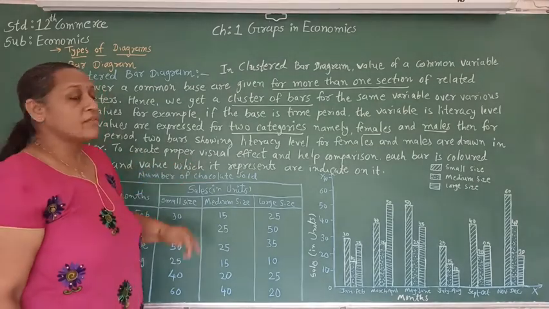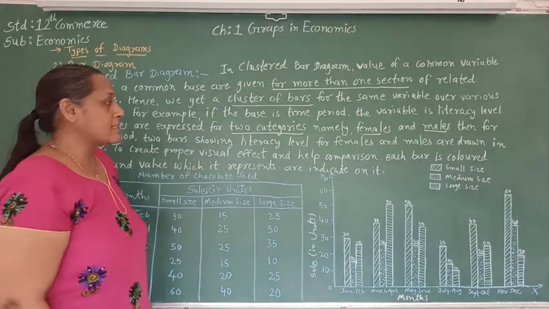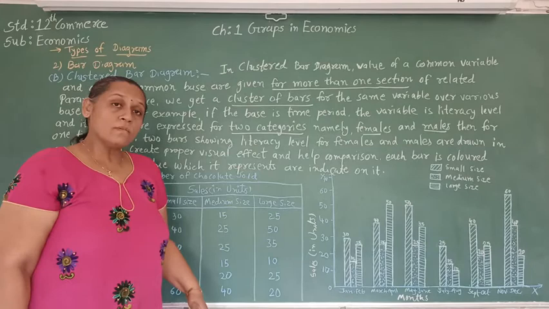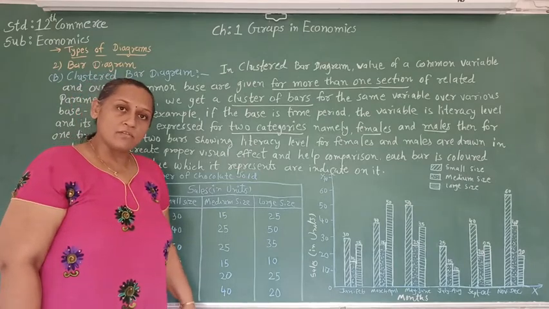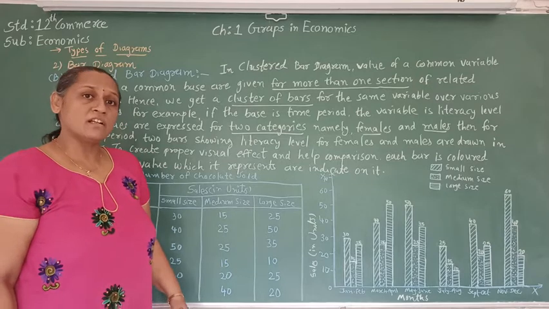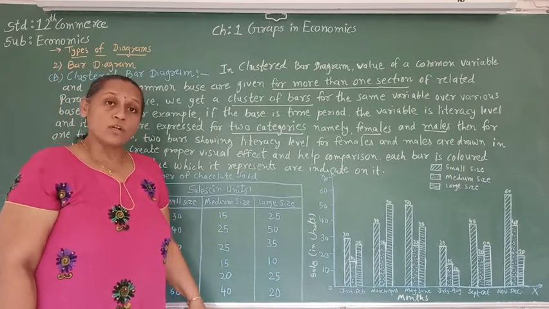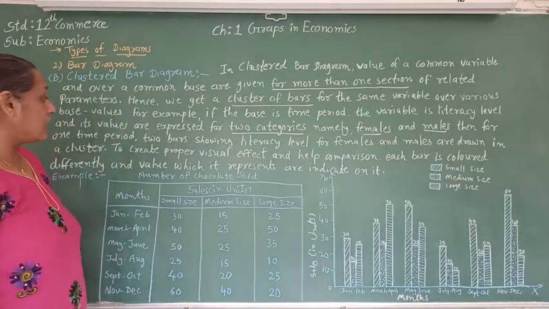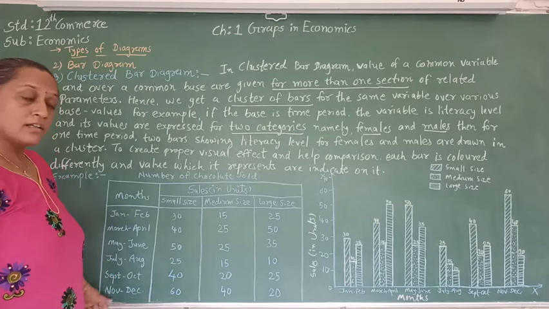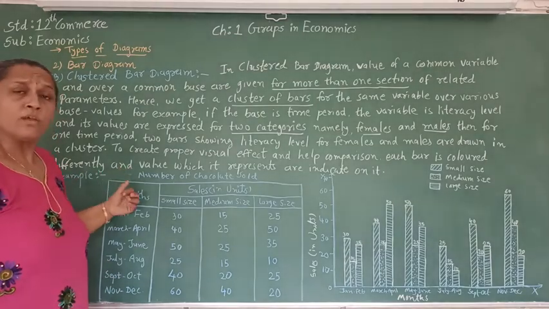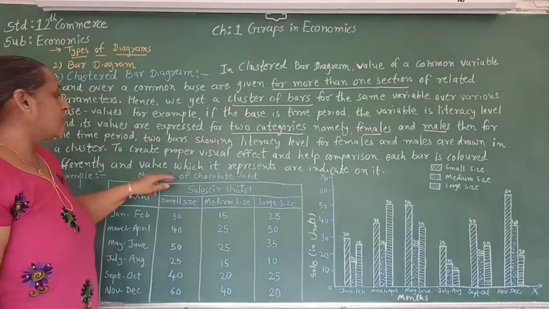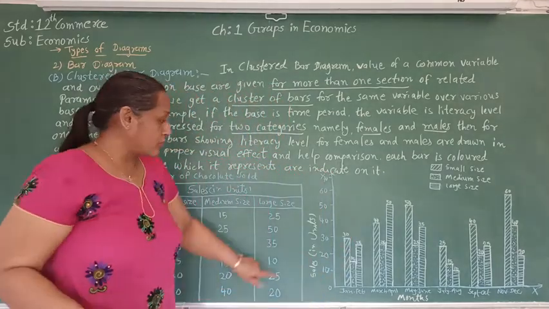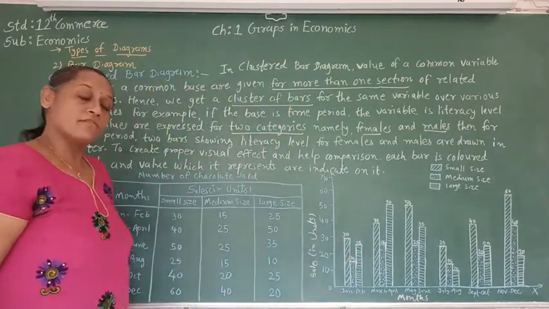To create a proper visual effect and help the comparison, each bar is colored differently. To know the different bars of one variable, we have to use different colors or different shades to make the comparison easy. So to make a proper visual effect, we color the bars differently or shade them, and the value which each bar represents is indicated on it, so that it can be understood very easily.